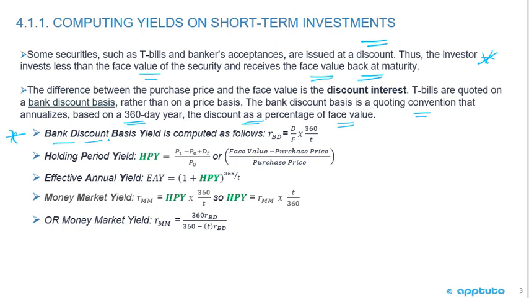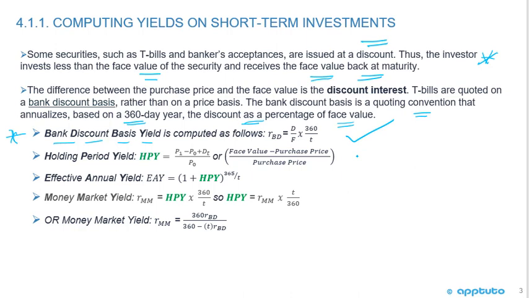The bank discount basis yield, or the BDY, bank discount yield, or sometimes even just called the discount yield. What is the formula? It's discount over face times 360 over T. Discount over face times 360 over T, so that's a convention that annualizes, 360 over T. The discount as a percentage of face value, because we've got discount over face, okay? So that's the first formula that you need to memorize.